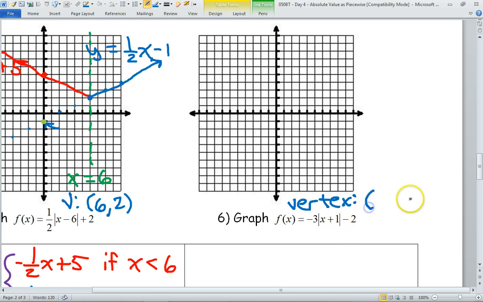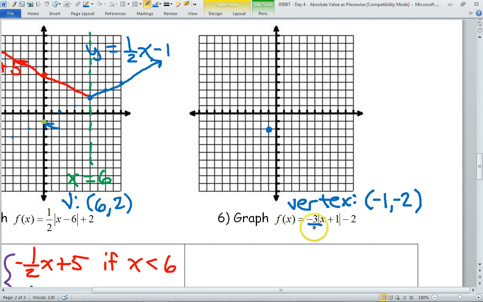Okay, I'm hoping all 3 of you said -1, comma, -2, because it has to be the opposite of this one, comma, that one. So let's go ahead and graph that. -1, comma, -2 is going to be right here. I will get additional points using the slope.